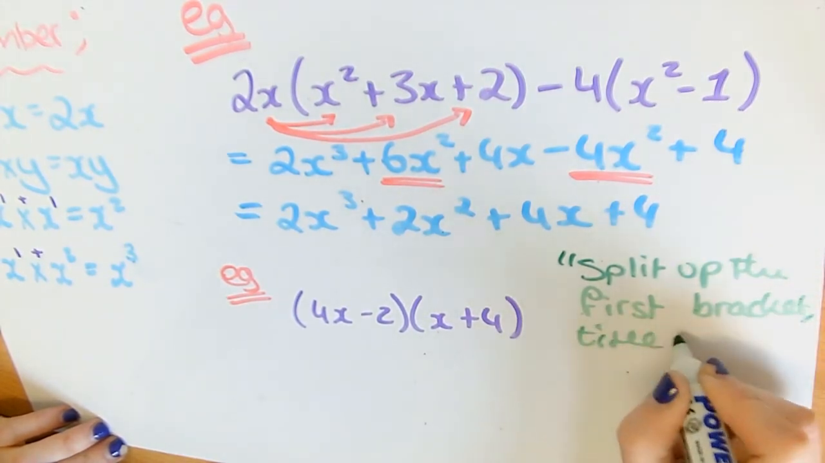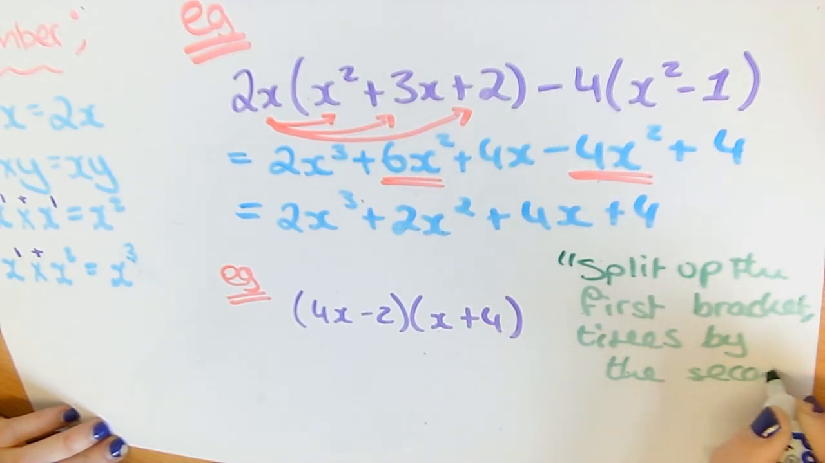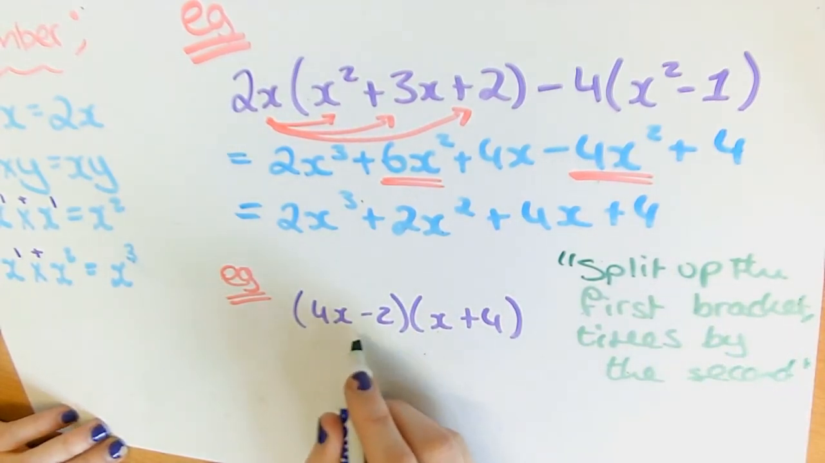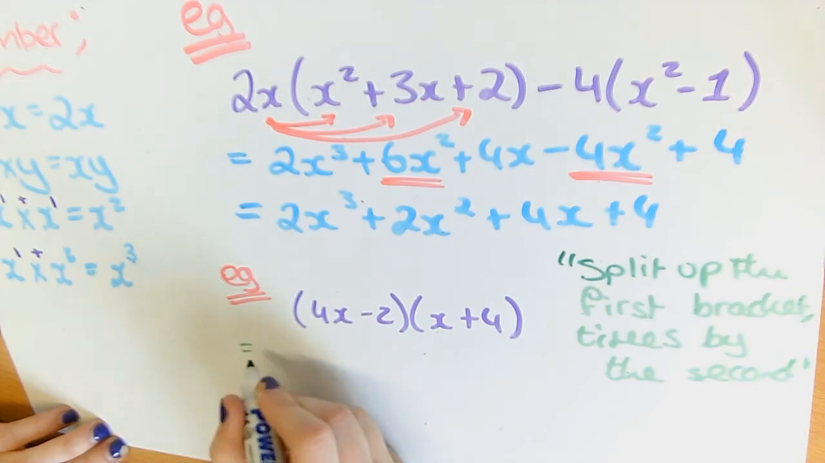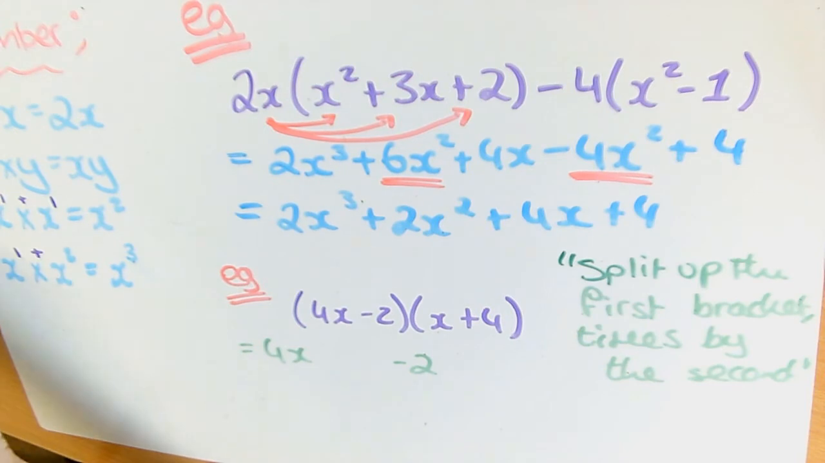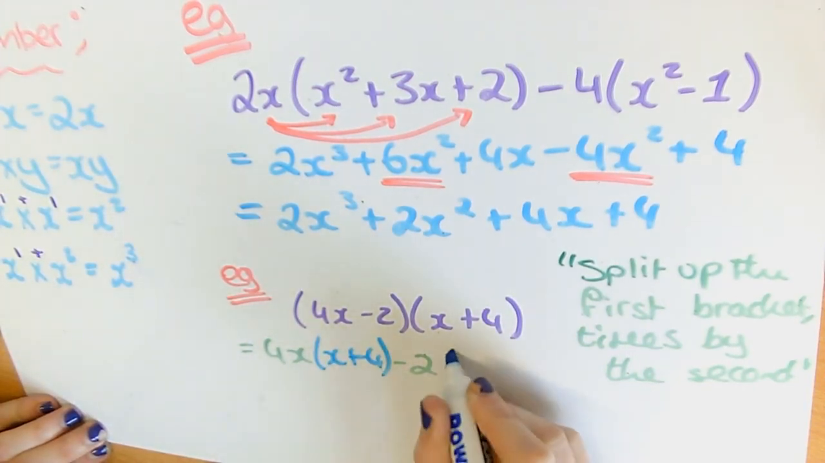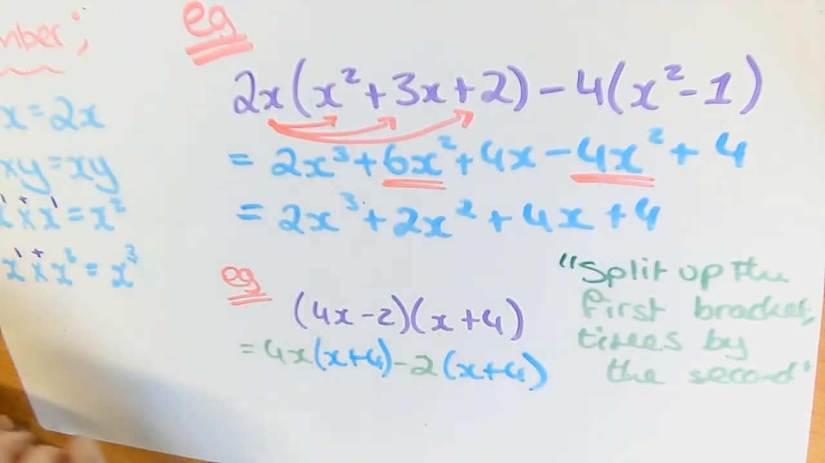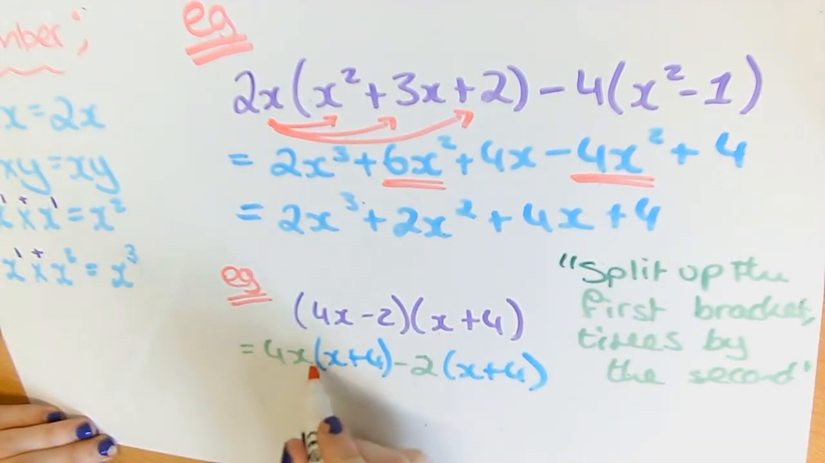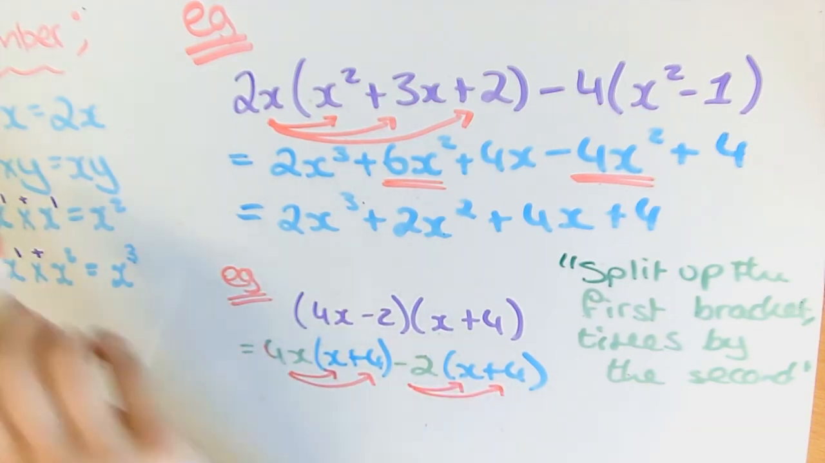So we split up the first bracket and times by the second. So I look at the 2 terms in my first bracket, which are 4x and minus 2, and I'm going to put them apart, so I have 4x here and minus 2 here, and then I'm going to times it by my second bracket, so I'm going to have x plus 4 by x plus 4. And then it's the same as the last question, that we're making sure every term outside the bracket is multiplied by the 2 terms inside the bracket. So you have 4x by x plus 4 and minus 2 by x plus 4.